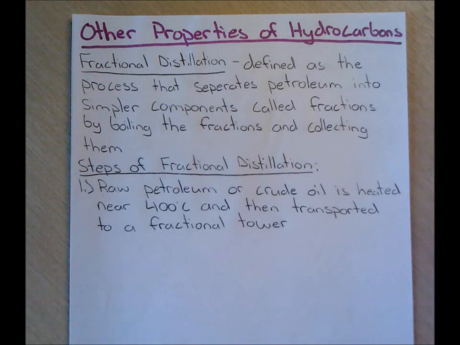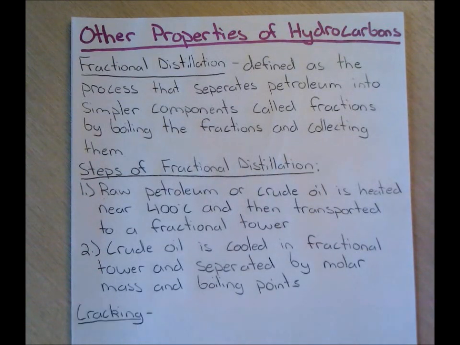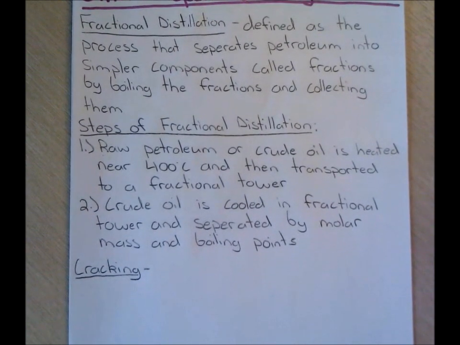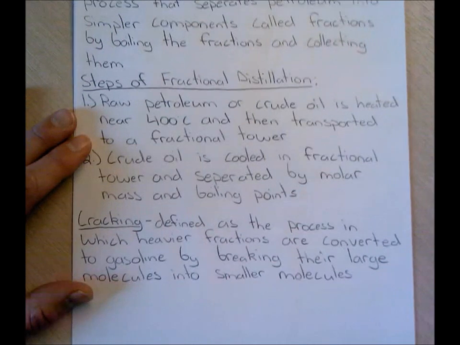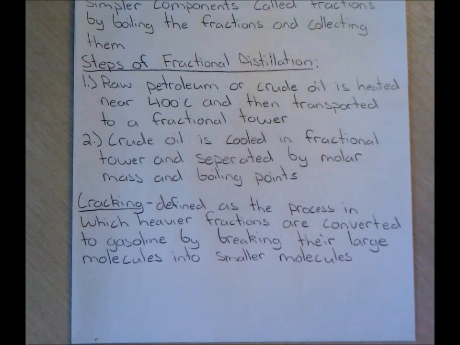Now, another method to obtain different hydrocarbons is a process known as cracking. Cracking is defined as the process in which heavier fractions are converted to gasoline by breaking their large molecules into small molecules. This cracking helps meet the demand for hydrocarbons such as gasoline that you put in your automobile.